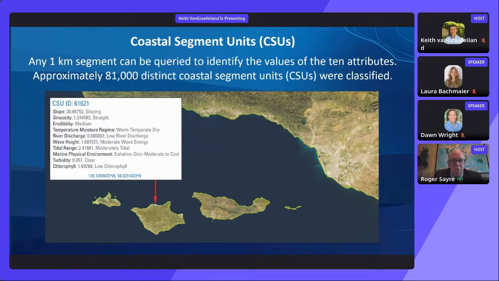So that was a mouthful. That's how it works. There's a lot of very rich attribution here on these CSUs. Any coastal segment anywhere in the world except Antarctica can be queried in this manner. And because the data are standardized, information is easily shared and compared with an apples to apples consistency.